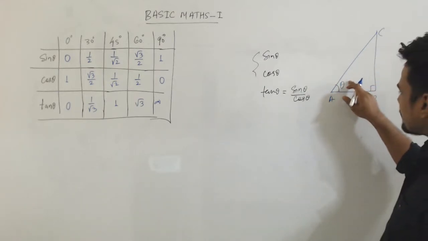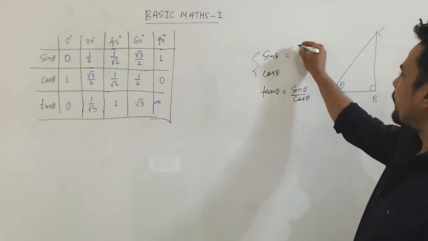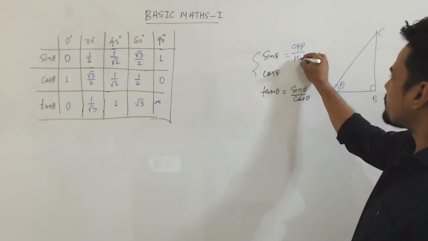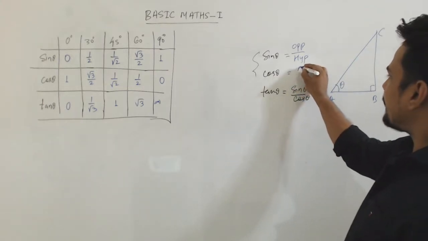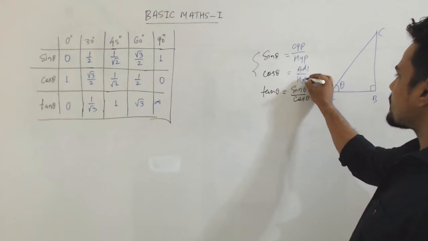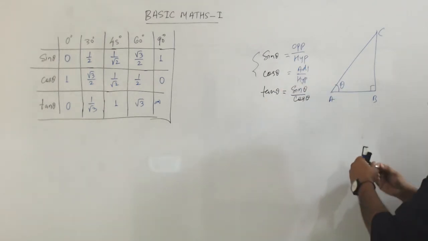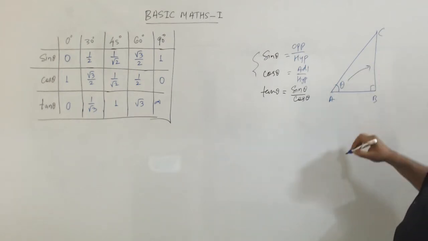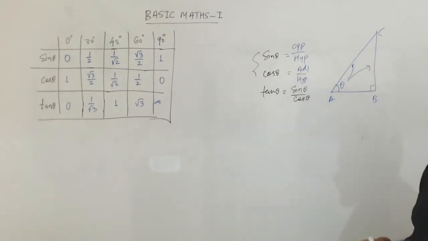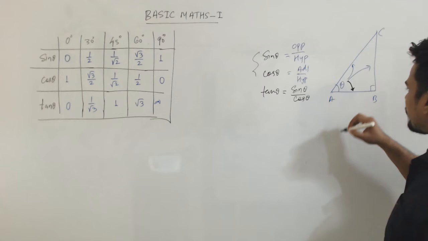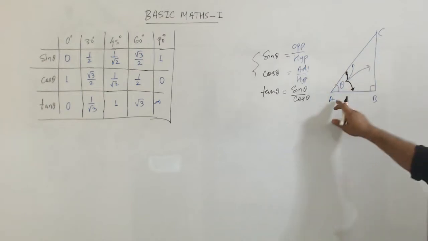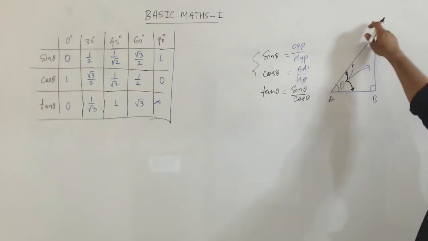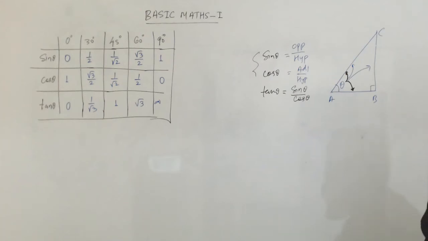If I have taken this as theta, then sine theta is defined as opposite upon the hypotenuse. I'm sure you guys are aware of it. Just to recap, cos theta is given as adjacent over the hypotenuse. Now for this angle theta, the opposite is going to be this side and the hypotenuse always is going to be this side. For this particular angle theta, the adjacent is going to be this one and the hypotenuse again is going to be this one. If I choose this angle as theta, then the opposite is going to be AB, the hypotenuse of course is going to be AC, and the adjacent is going to be BC.